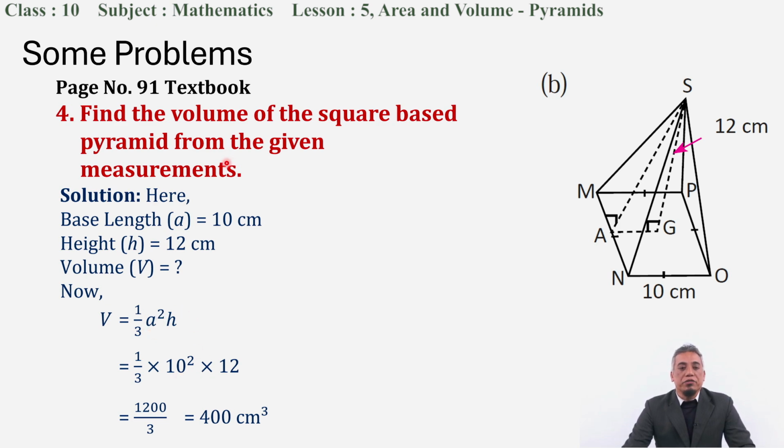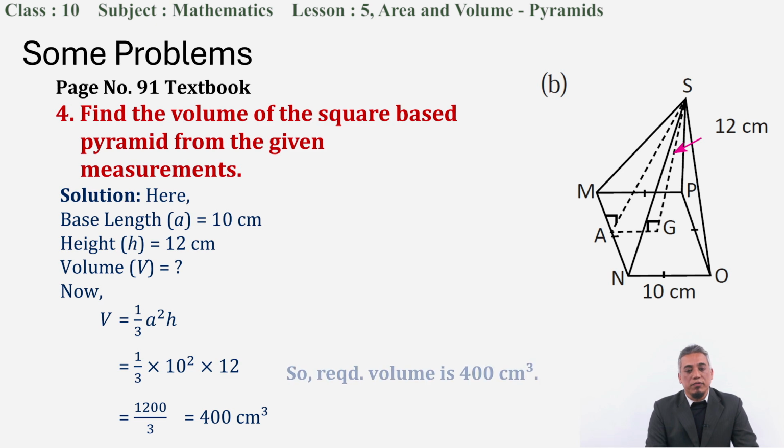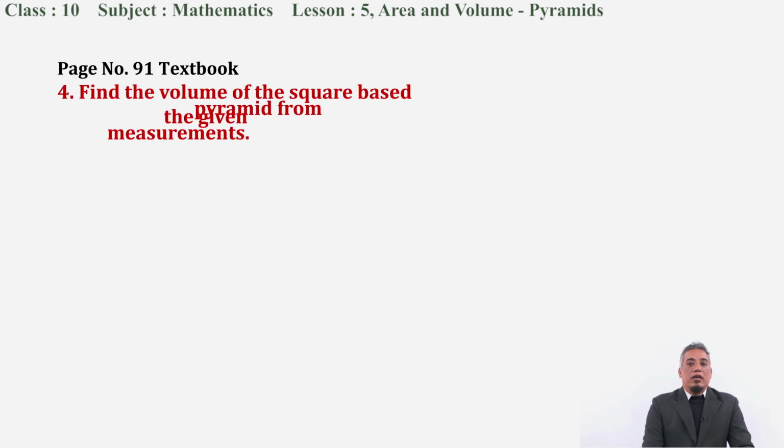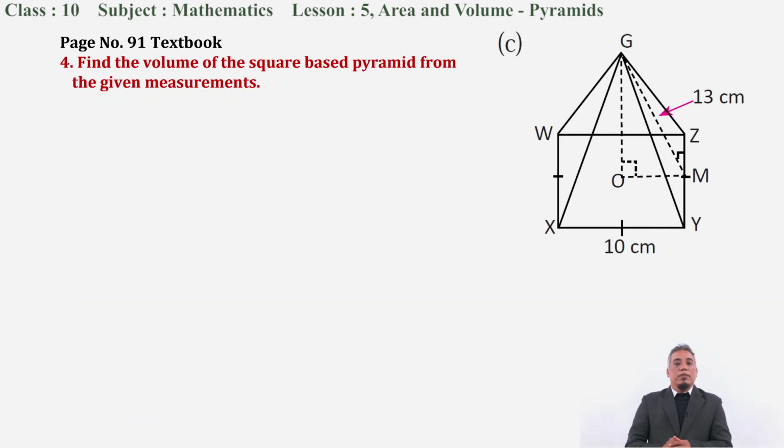When you substitute values, A square is substituted as 10 square and H is substituted as 12. So this is 100 multiplied by 12. It means 1200 divided by 3. And when you divide, you get 400 centimeter cube. So the required volume is 400 centimeter cube. Now we take another problem. This is also about volume. It's on page number 91.